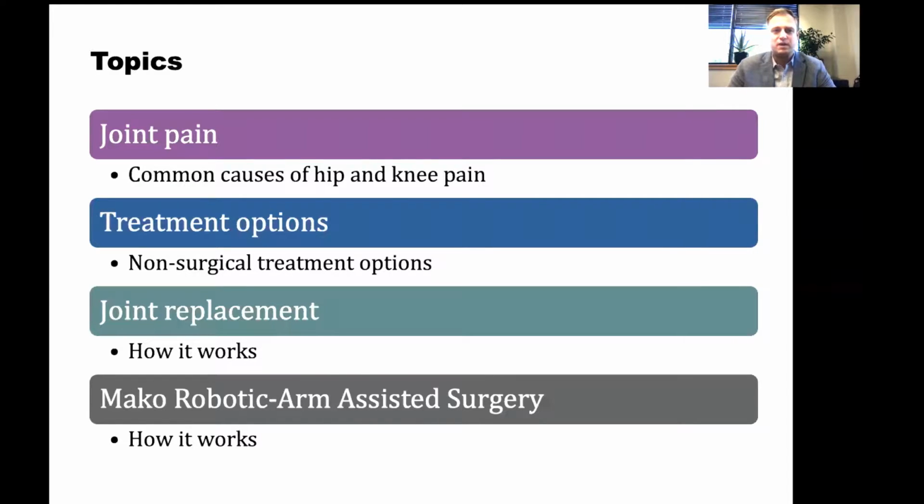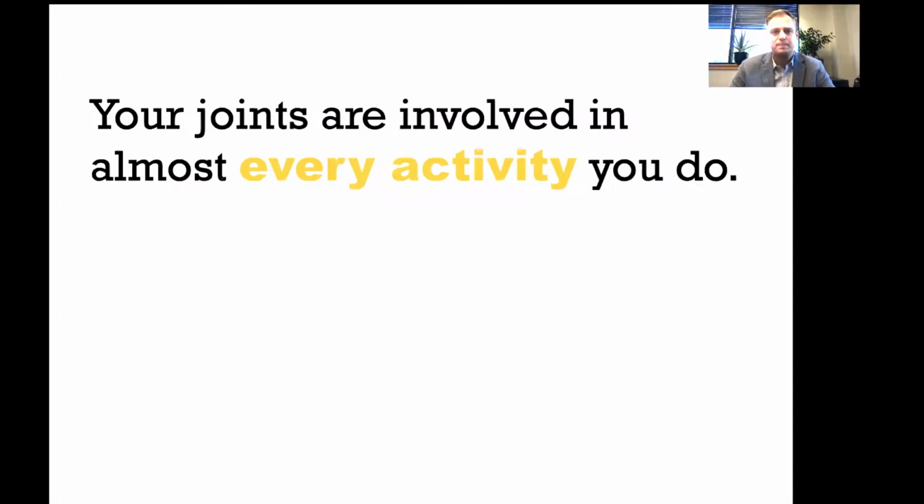The topics are joint pain. We'll talk about common causes of hip and knee pain, the treatment options for hip and knee pain, and also joint replacement surgery, how it works and what the parts are. And then we'll talk about the Mako robotic arm assisted surgery.